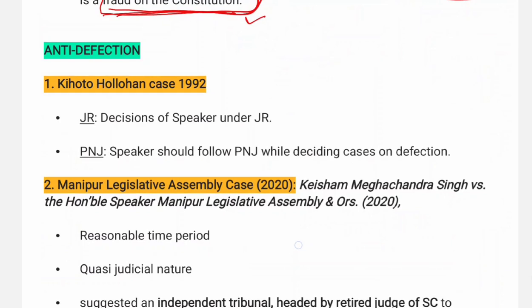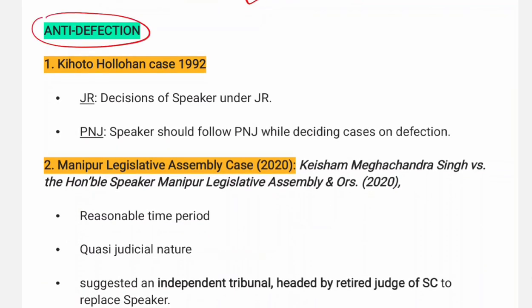The next important two cases are related to the anti-defection law. Anti-defection has been in the news recently in the Maharashtra case, that is Shiv Sena versus Shiv Sena, where anti-defection laws were also interpreted. There are two important cases. First is the Kihoto Hollohan case of 1992.